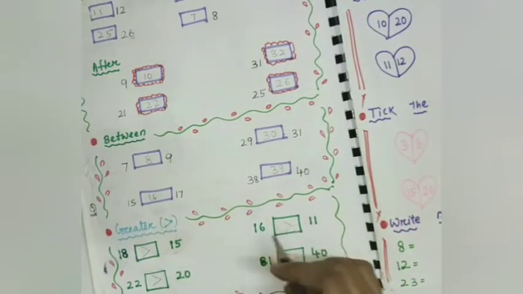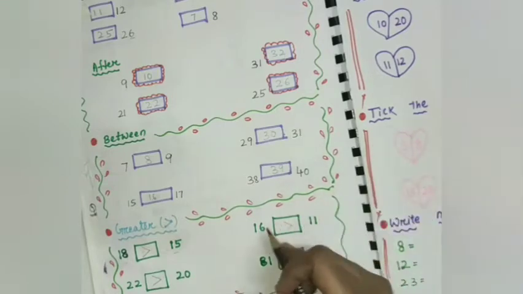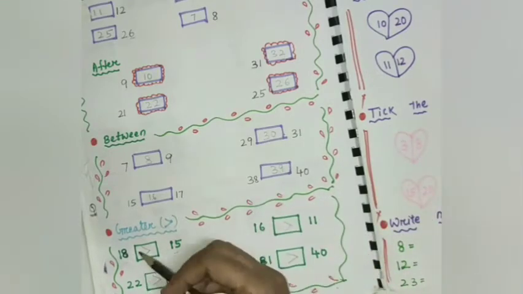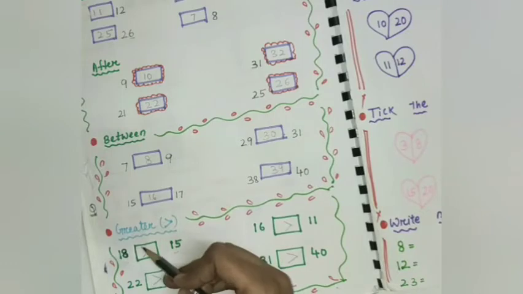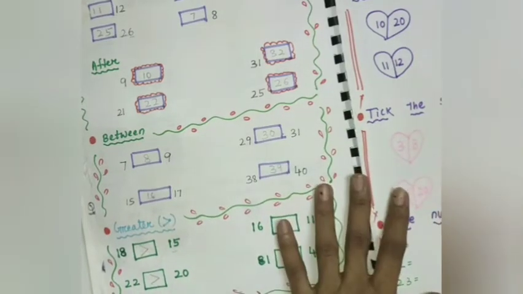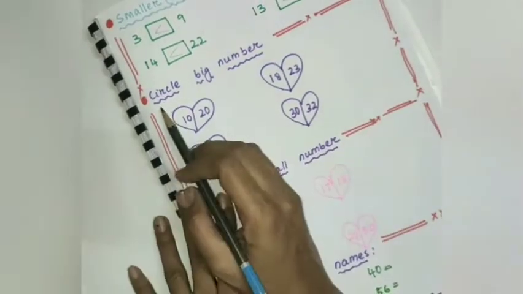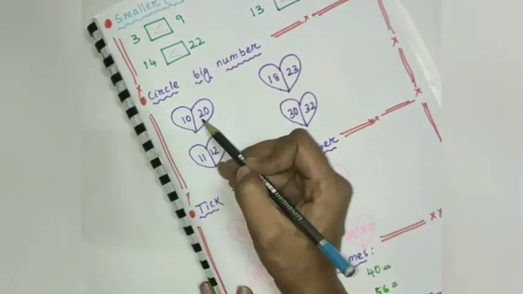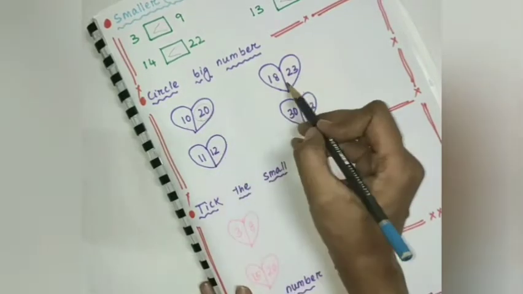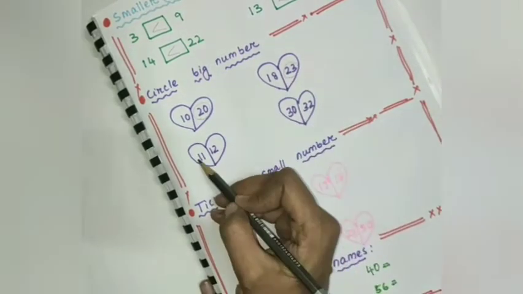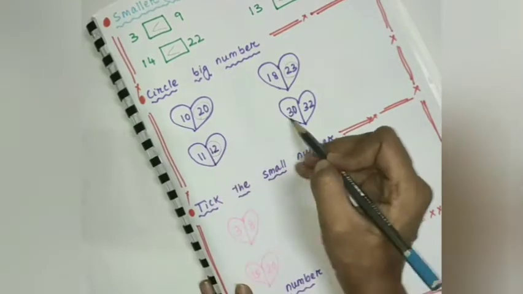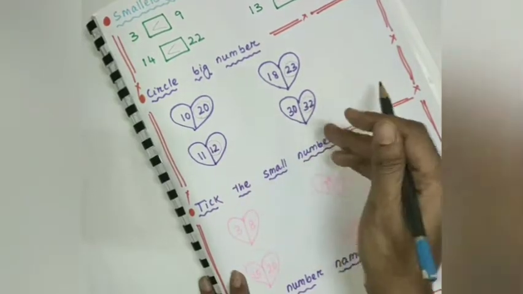In both greater than and smaller than, we just look at the numbers. Okay, for the bigger number, the point looks like this, the greater than sign. Every time the sign points towards the bigger number. Circle the big numbers. Here it is 10 and 20. 20 is big, so circle that one. 23, 11, 12. 12 is bigger. 32 is bigger. Circle them.